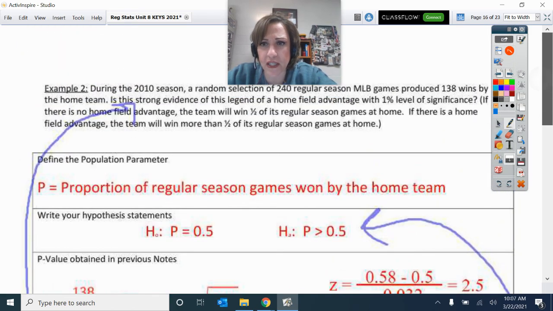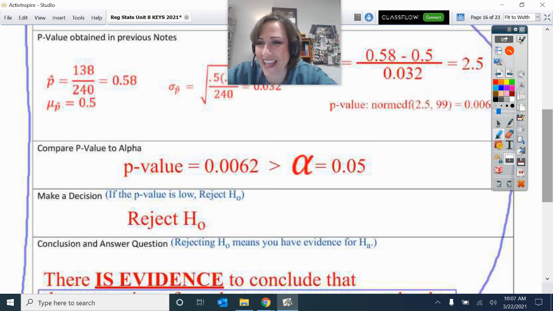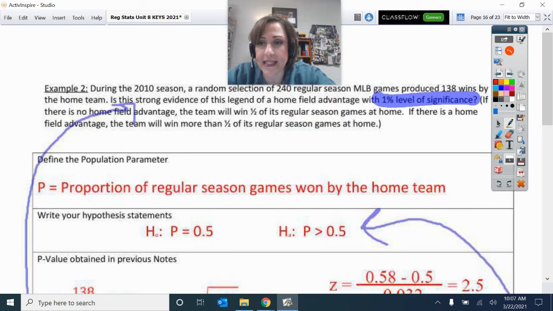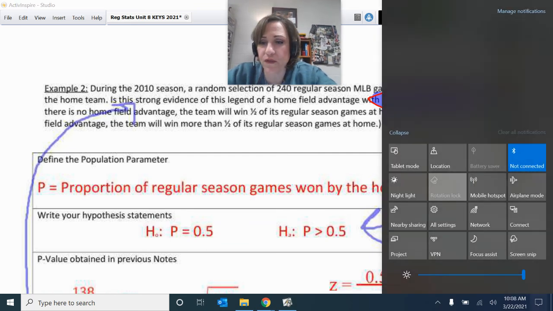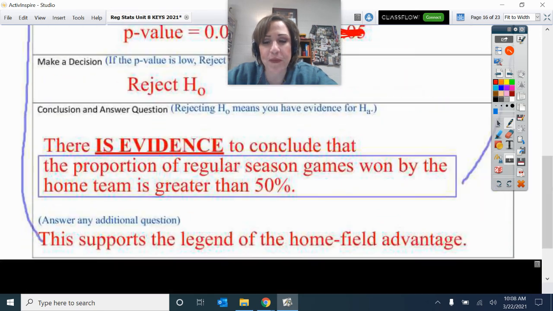Okay, and you know what else I just noticed? Look here. This is a 1% level of significance. Oh, well, guess what? That means that I wrote this wrong. This alpha shouldn't be 0.05. This alpha should be 0.01 because it said a 1% level of significance. So I'm glad to go through this video so I can go back and check and fix the answer key. All right, so there you go. This supports the legend of home field advantage.